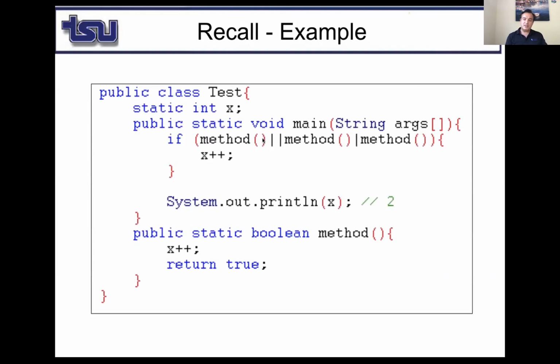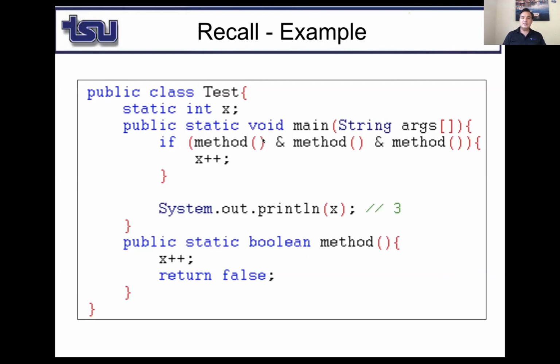How about if I make this one here double pipes, this one single? First, I'm going to go and execute method. X was 0. And I'm going to go and execute this one. X becomes 1, returns true. So this is true. So this is double. Do I need to go to the rest? No, I'm not going to go there. And I'm going to get inside, because true or anything is true, this becomes 2.